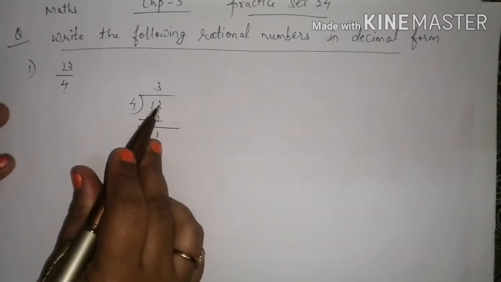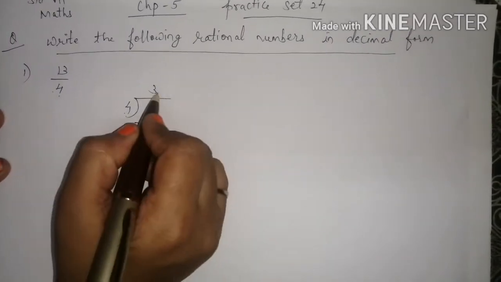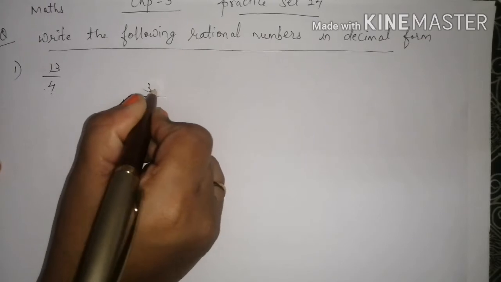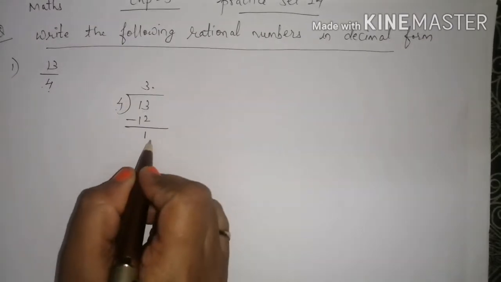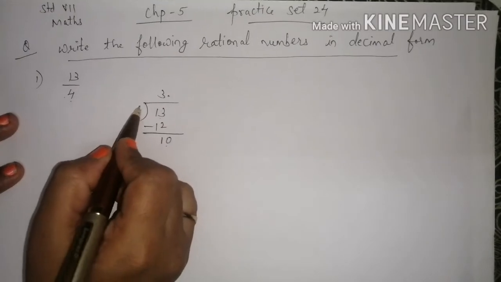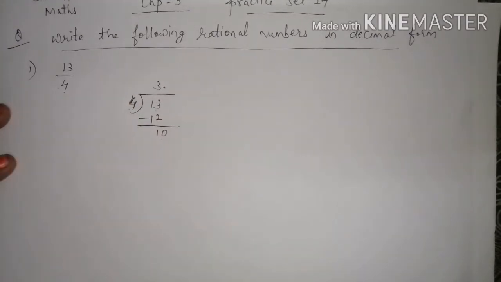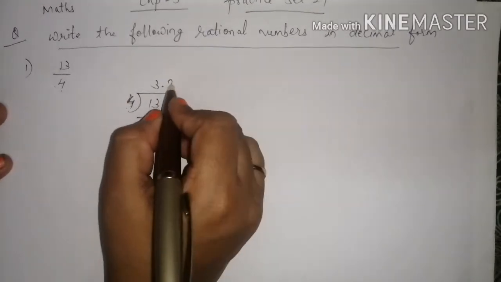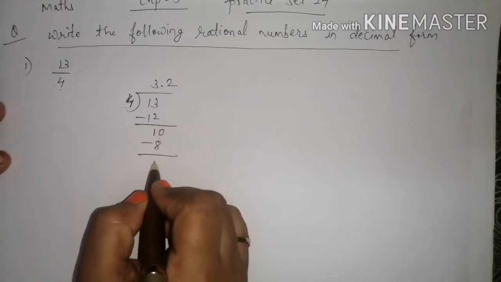Now here no number is remaining, so we have to borrow by taking a decimal point. If you take the point, you can borrow 0. So now the number is 10. In the 4 table, less than 10 is 4 2s are 8. 4 3s are 12 will be more. So 4 2s are 8. 10 minus 8 is 2.